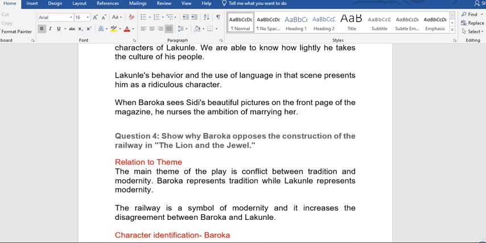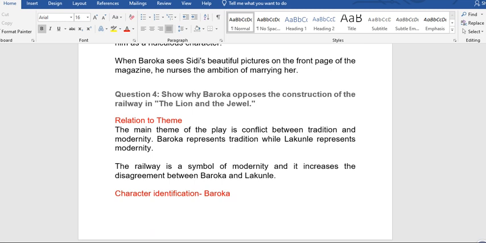When Baruka sees Sidi's beautiful pictures on the front page of the magazine, he nurses the ambition of marrying her. That is the first question. And the second question is: show why Baruka opposes the construction of the railway in The Lion and the Jewel.